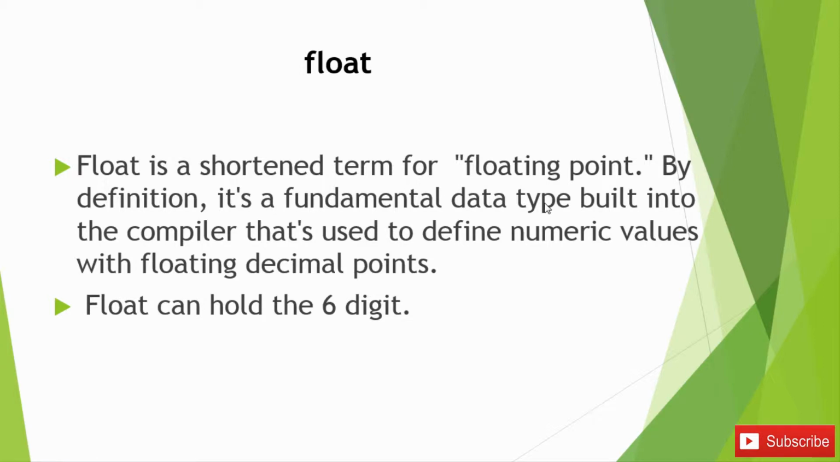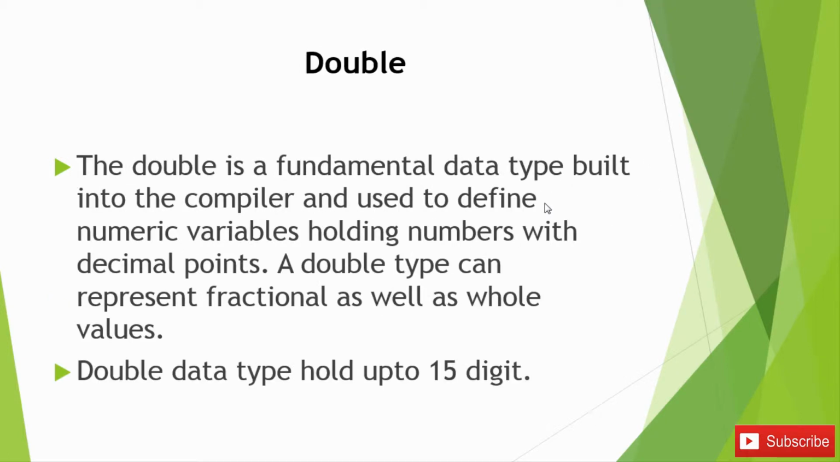Float. Float is a shortened term for floating point. By definition, it is a fundamental data type built into the compiler that is used to define numeric values with floating decimal points. Float can hold 6 digits. Then double is a fundamental data type also built into the compiler and used to define numeric variables holding numbers with decimal points. A double type can represent fractional as well as whole values. The double data type holds up to 15 digits.